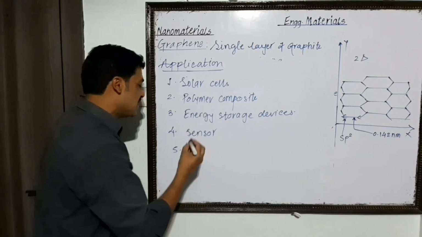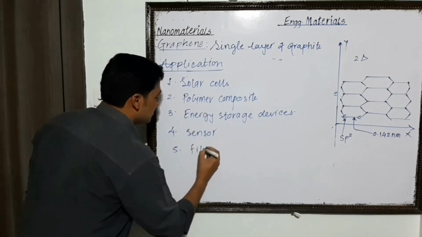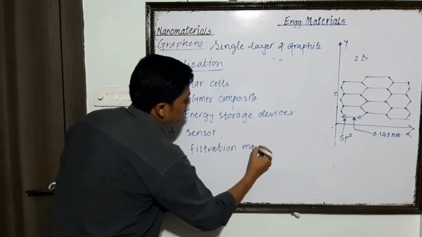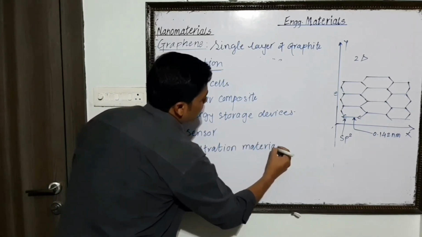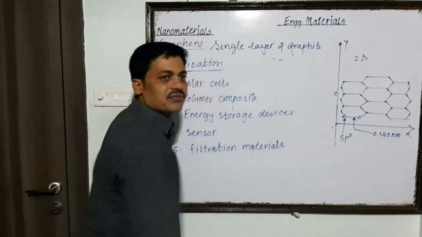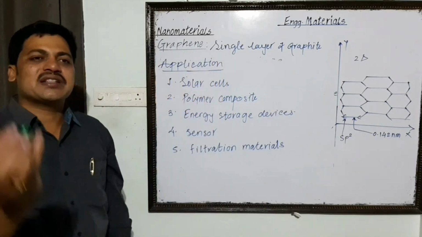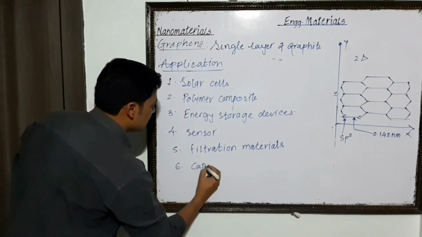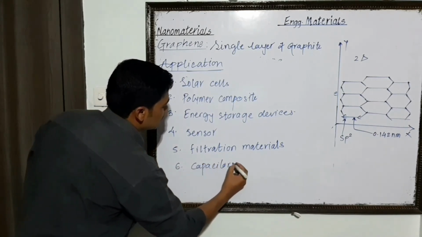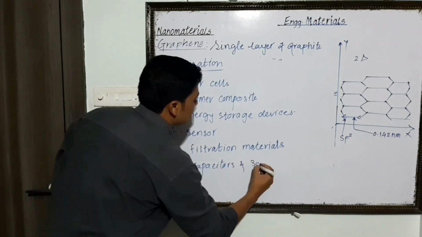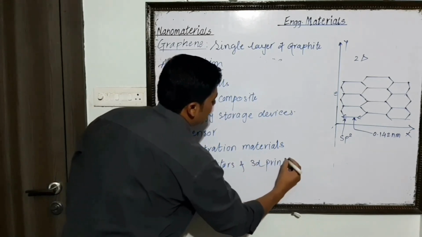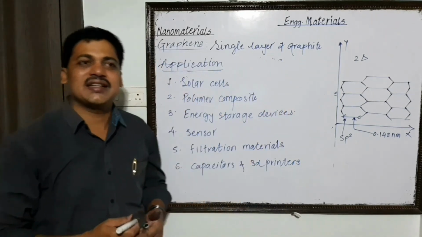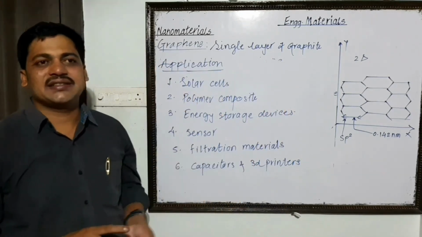It can be used as a filtration material. It can be used in capacitors and 3D printers. These are some of the important applications of graphene.